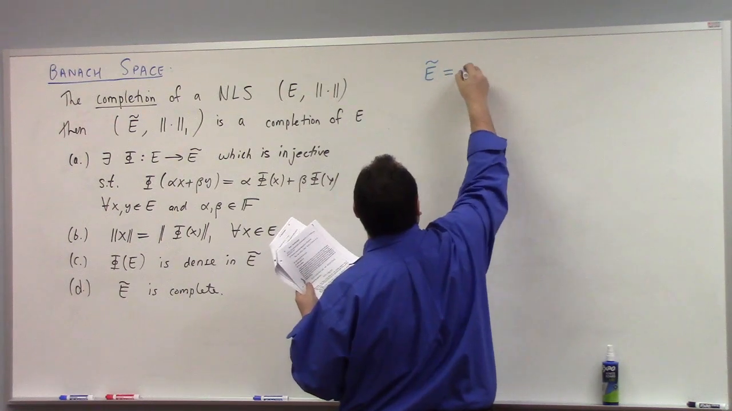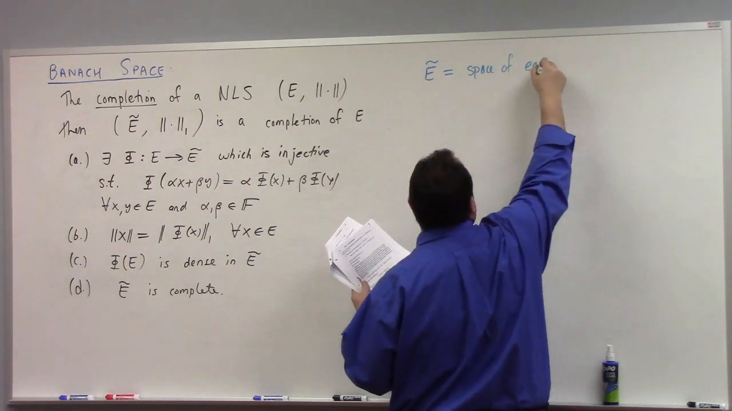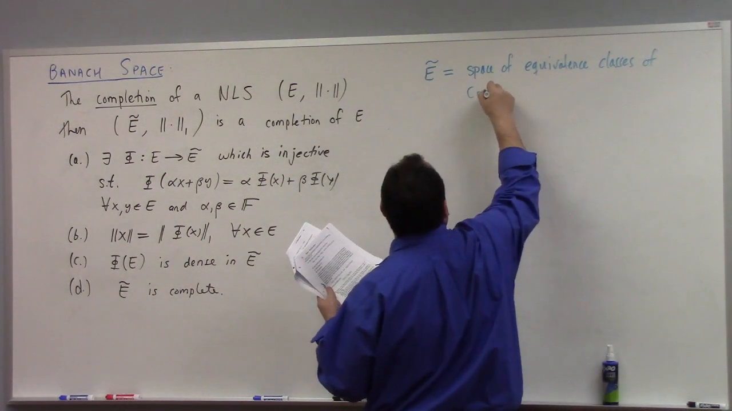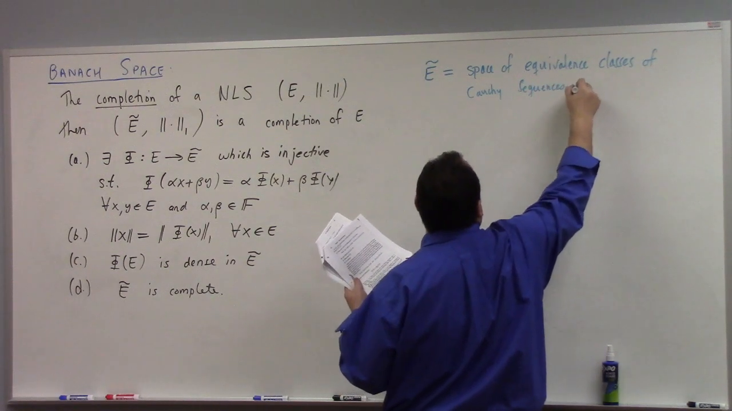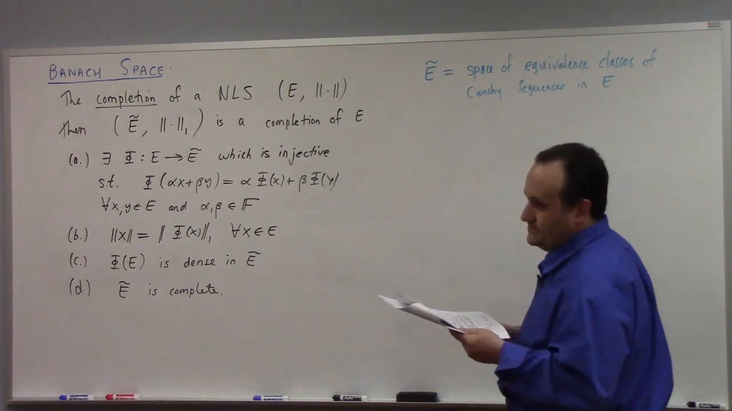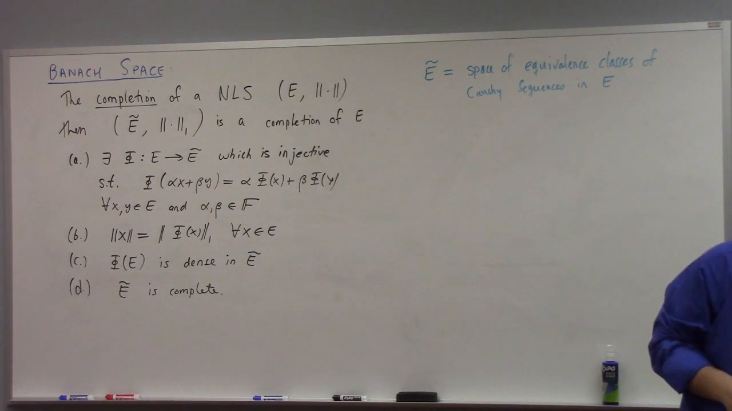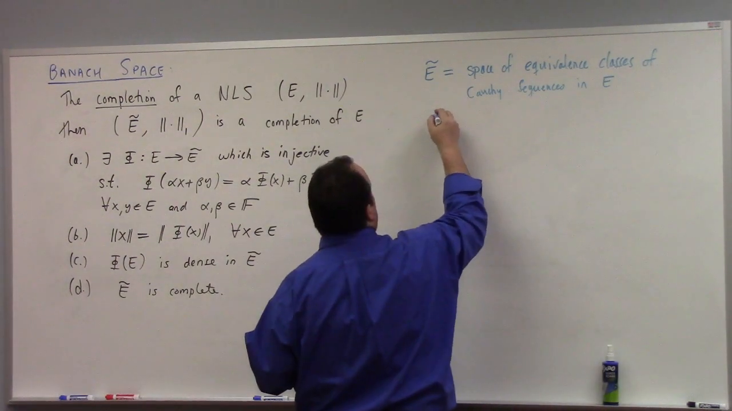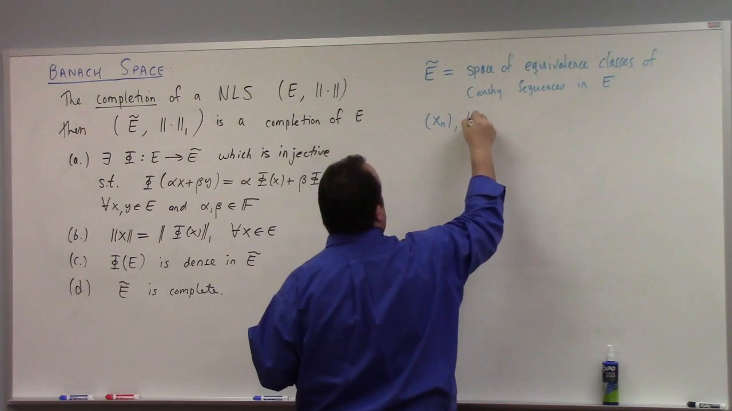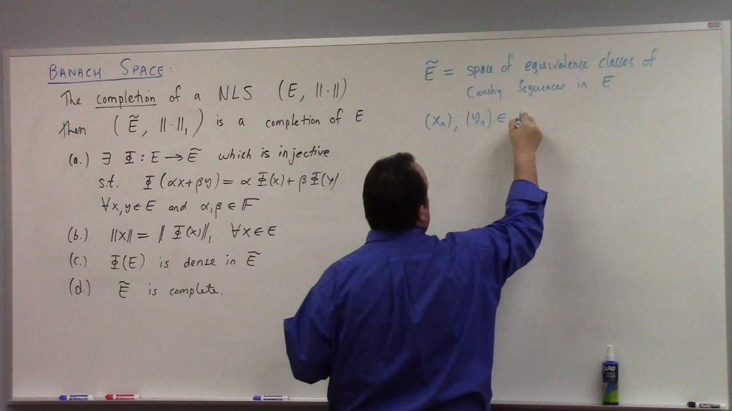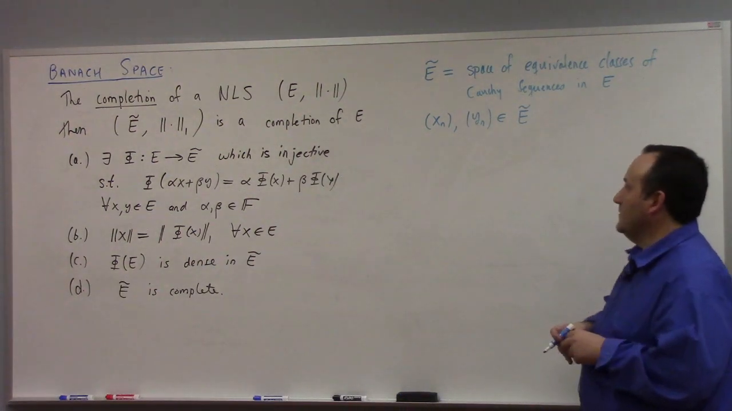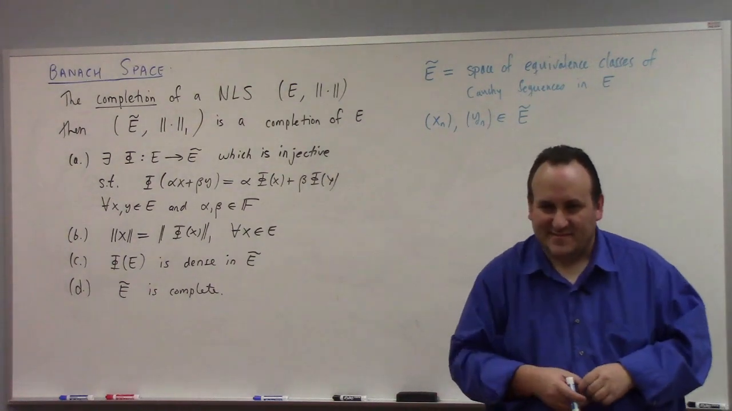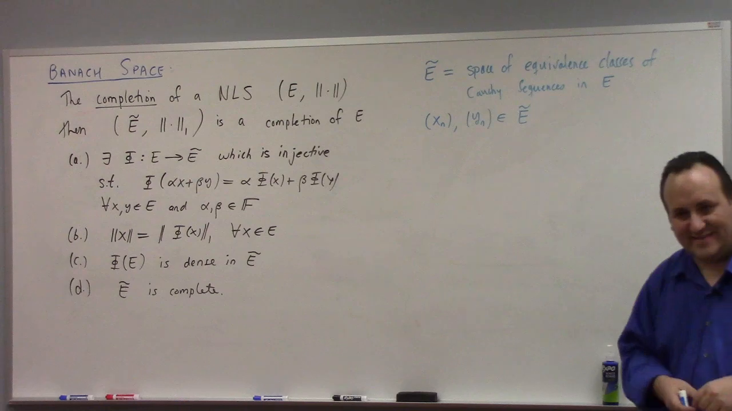Here's a construction. E tilde equals the space of equivalence classes of Cauchy sequences in E. So in E tilde, say Xn, Yn are elements of E tilde if those are Cauchy sequences in E. So Cauchy sequences are the new numbers, but not quite that: equivalence classes of Cauchy sequences.